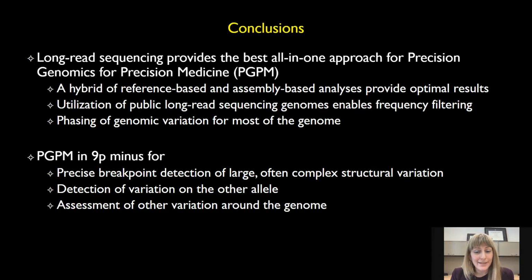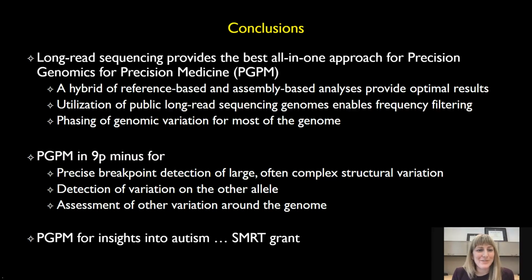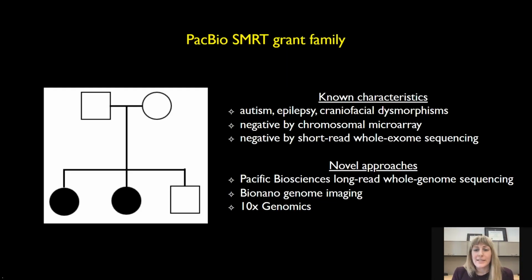For 9p- syndrome, we want to do PGPM for this, as I mentioned, precise breakpoint detection, looking at variation on the other allele and variation around the rest of the genome. Finally, we're now starting to apply PGPM for insights into autism. So recently we got a SMART grant from PacBio, and we're focusing on this family. And this family has 2 girls who have autism and an unaffected boy.